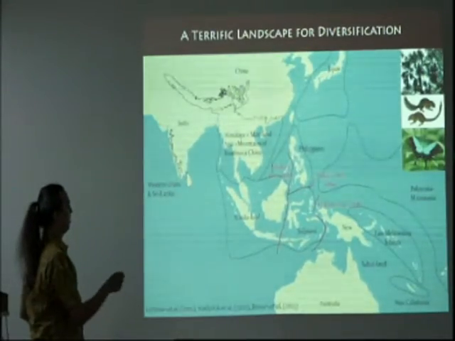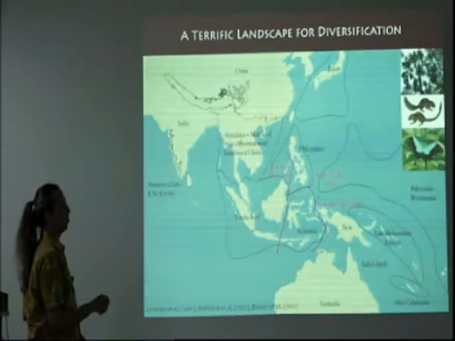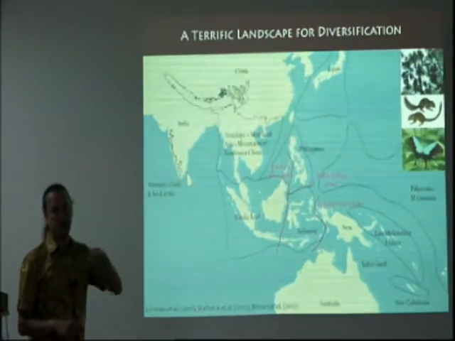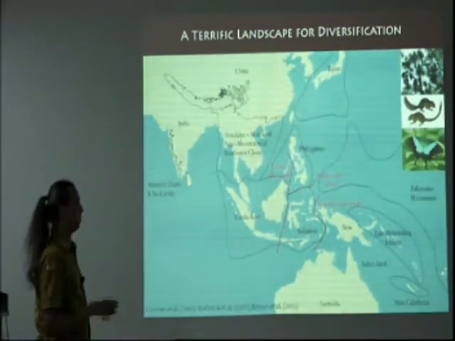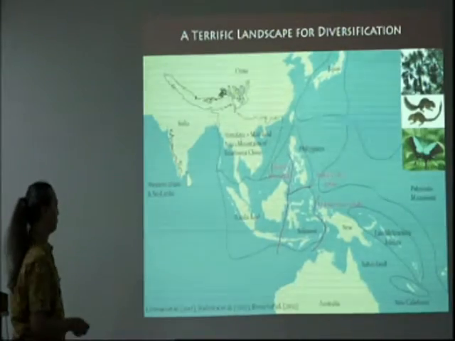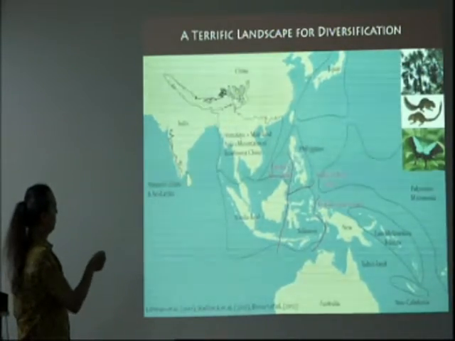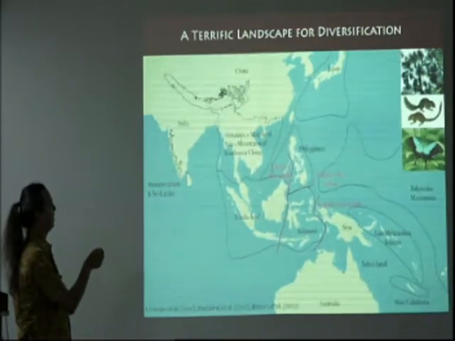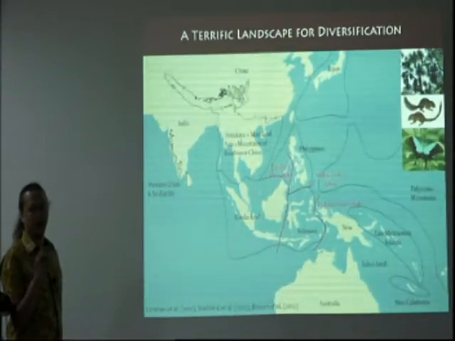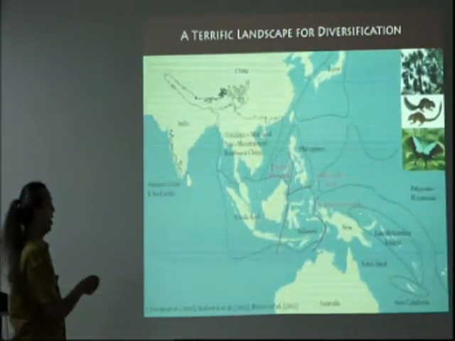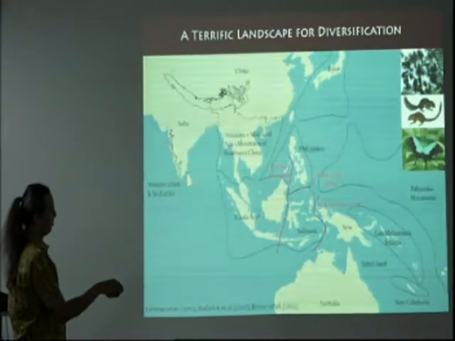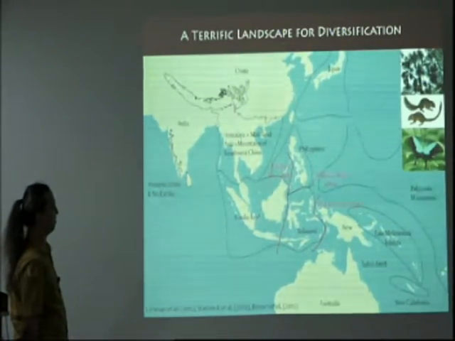This is practically the distribution of Menelaides. Menelaides is a subgenus of Papilio, which is what this group is. There are about 56 known species, and each black line here delineates a globally recognized biodiversity hotspot. And we have four in India, and then you have lots and lots more here in Southeast Asia.